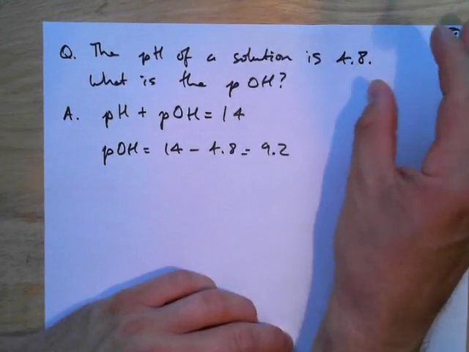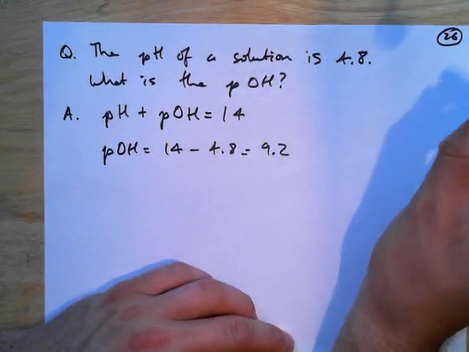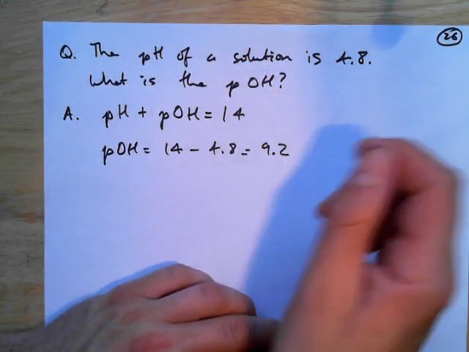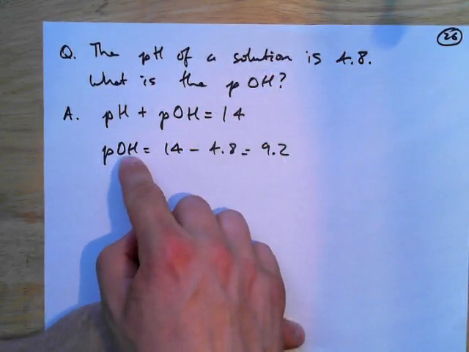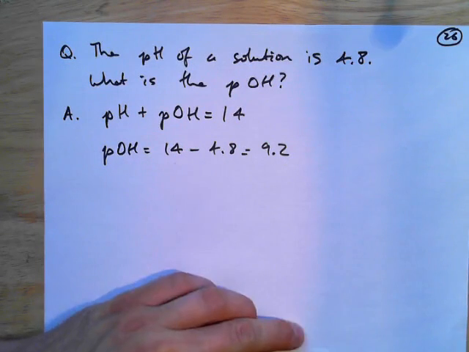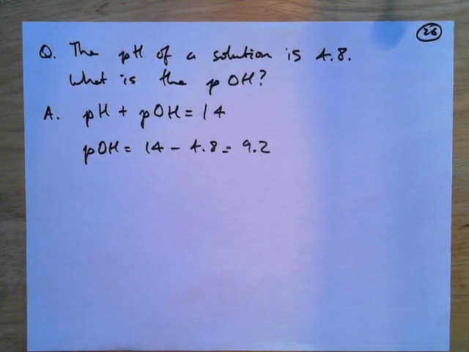Okay, so again, just to have a bit of a refresher on the pH and the pOH thing, the pH of a solution is 4.8. What is the pOH? Okay, so pH and pOH, as I said before, equals 14. So a simple calculation here would be pOH equals 14 minus 4.8, which gives you 9.2. So I'll leave it there for our topic of equilibrium.